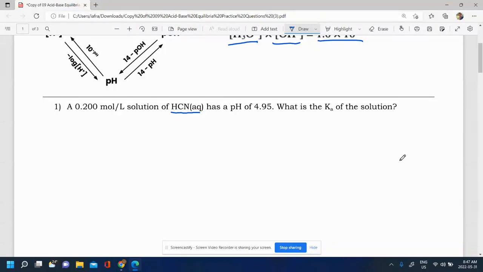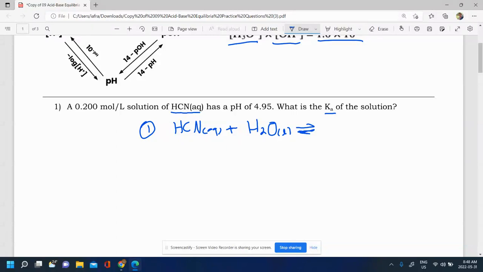So here's what we're going to do. We're going to make an ICE table because Ka is just an equilibrium constant for an acid, and in particular for weak acids, because they exist in that equilibrium that goes back and forth. So let's go ahead and make our ionization equation, HCN(aq). When we put it in water, it's going to react with water. Water's liquid. Don't forget to put liquid because we don't want to include it in our equilibrium expression.